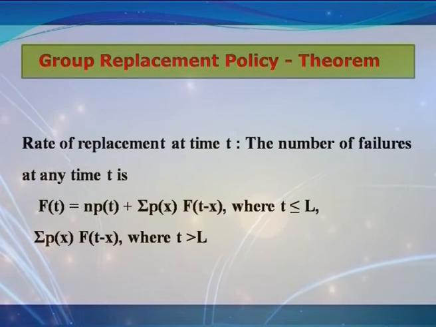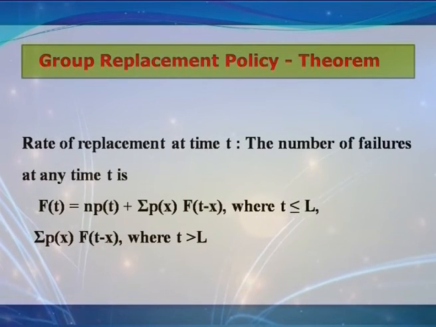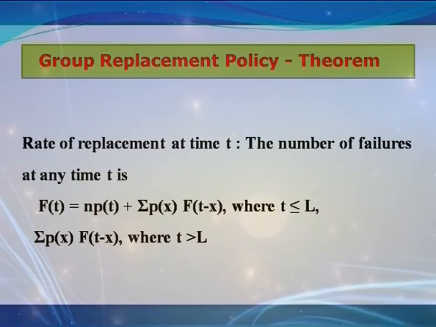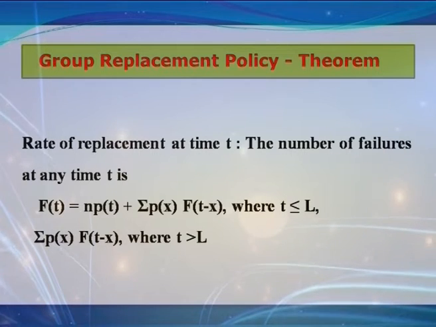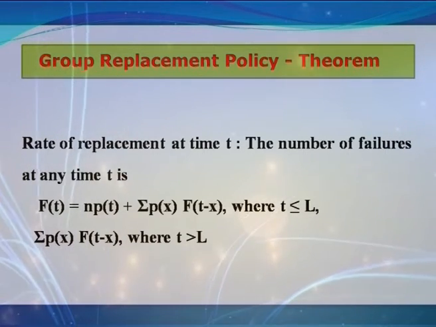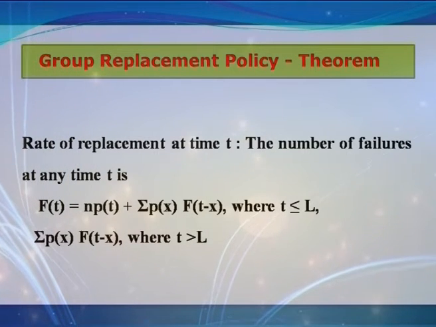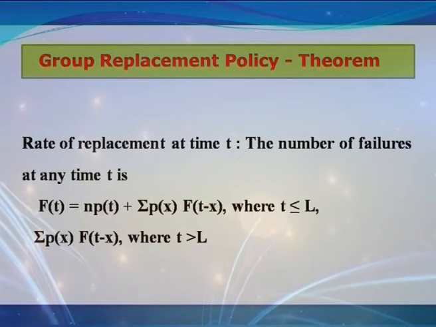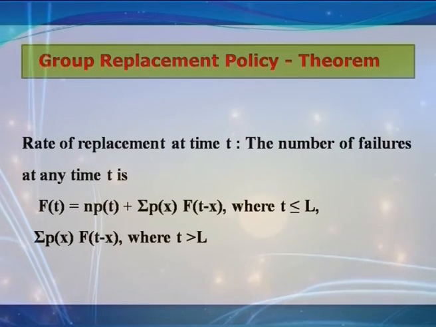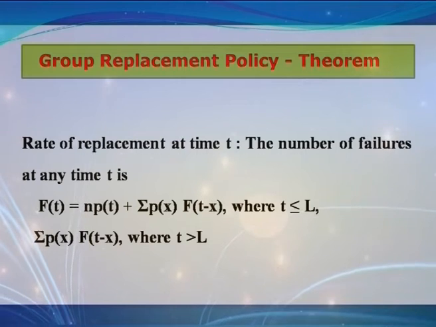Rate of replacement at time T. The number of failures at any time T is f of T is equal to n p of T plus summation p of x into f of T minus x, where T is less than or equal to L, and summation p of x into f of T minus x, where T is greater than L.